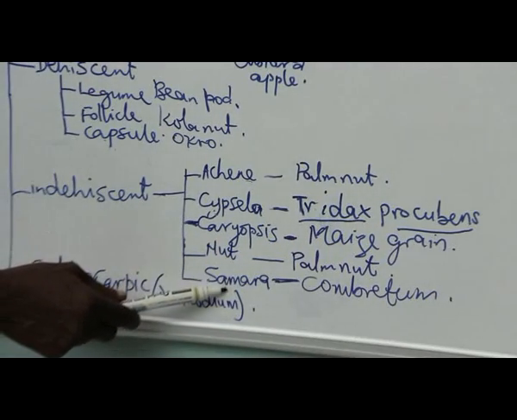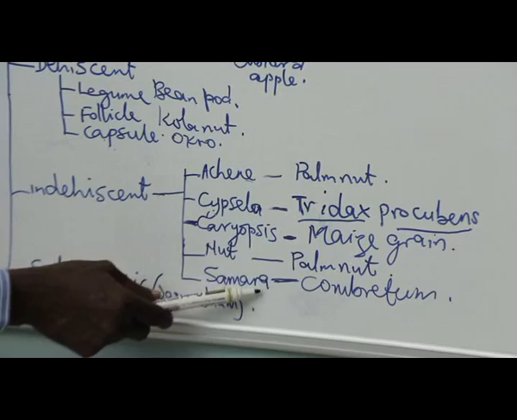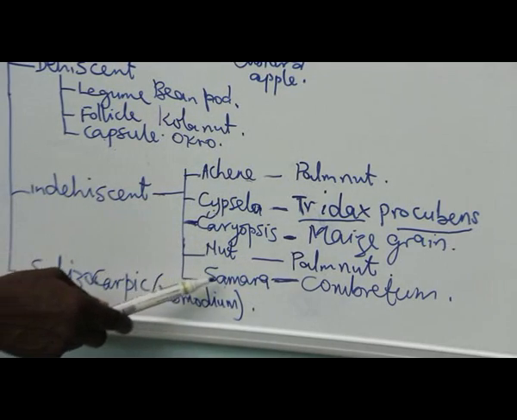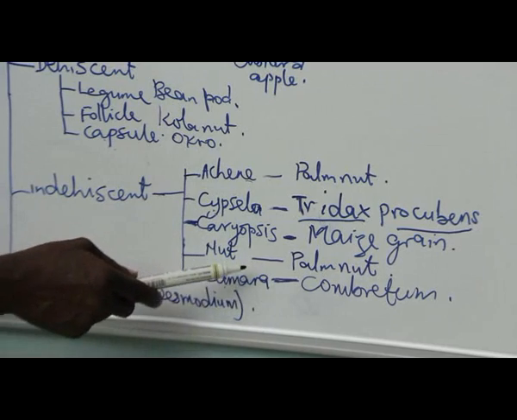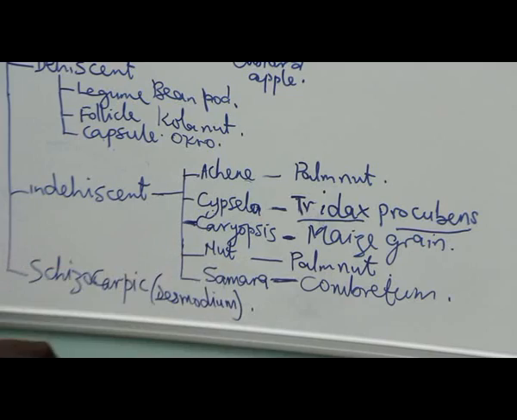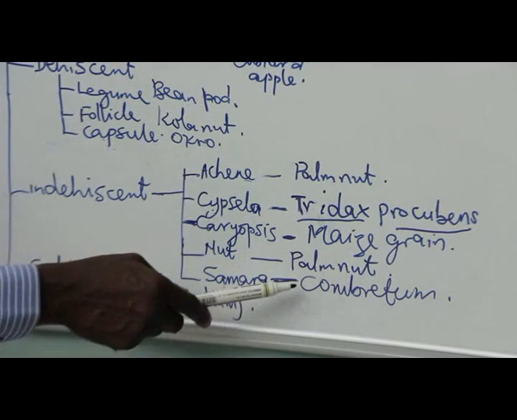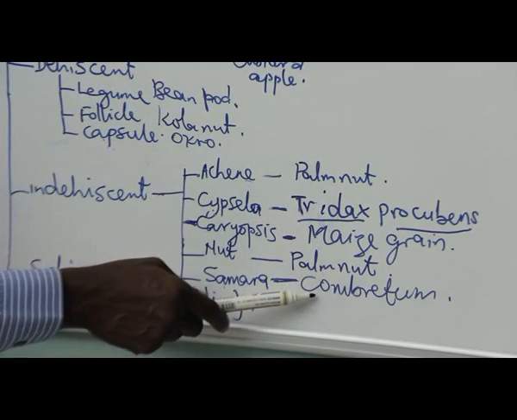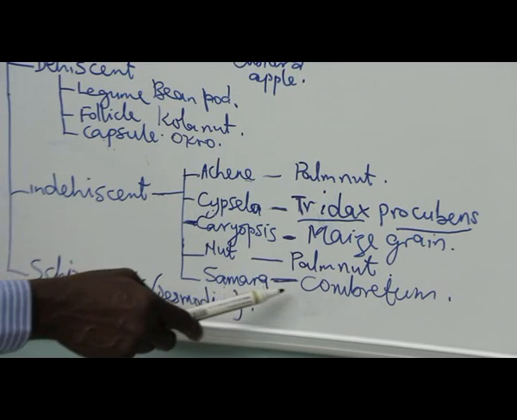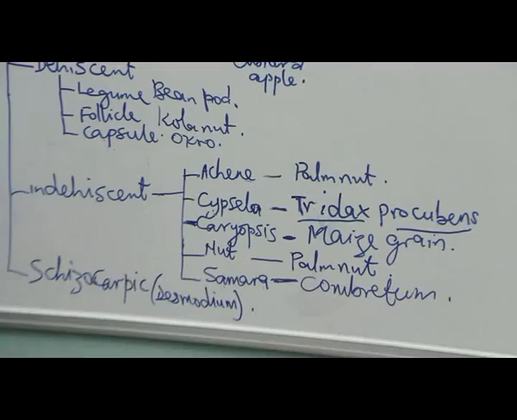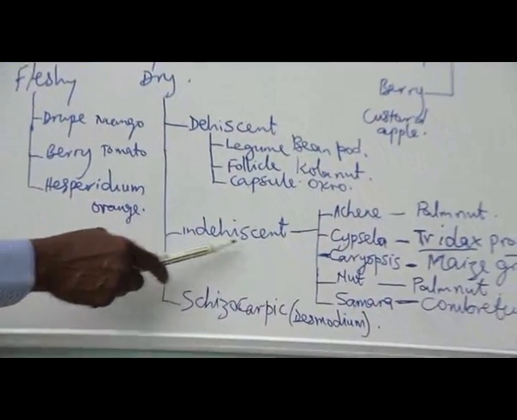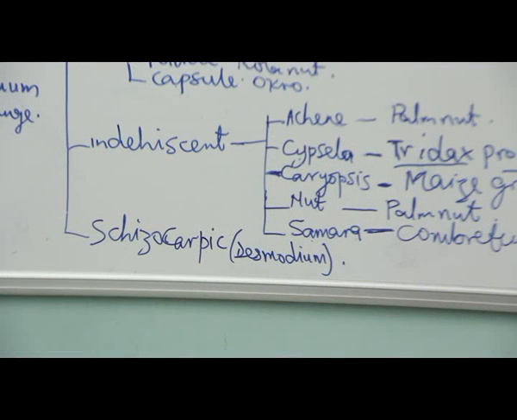A samara can be one-seeded like an achene, as we find in palm nut, but it could be more than one seed. But the major thing is that the pericarp is modified into a wing, so it becomes a wing-dispersed fruit. An example of samara is Combretum. Another group of dry, indehiscent fruit is the schizocarpic fruits.